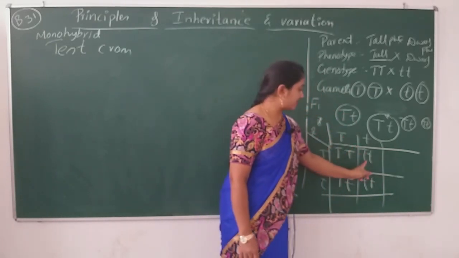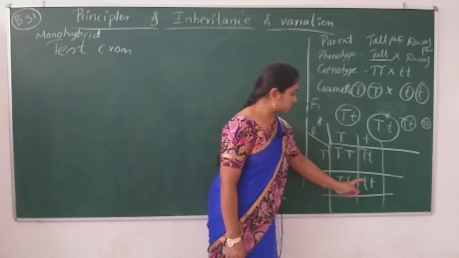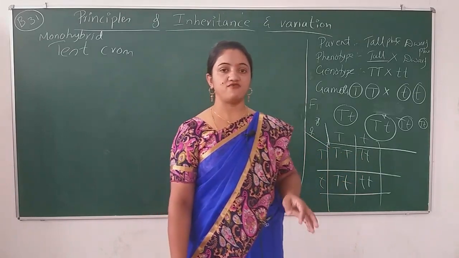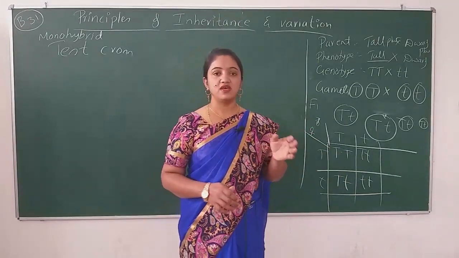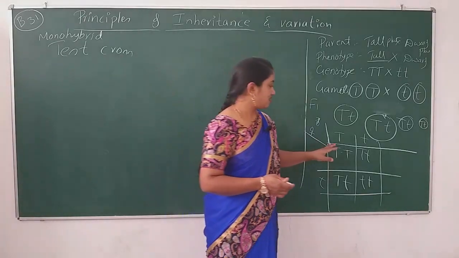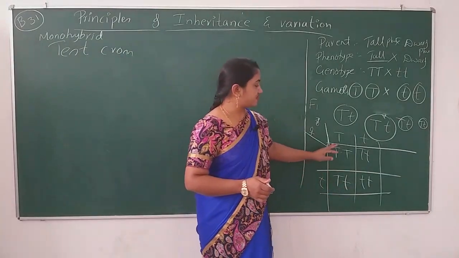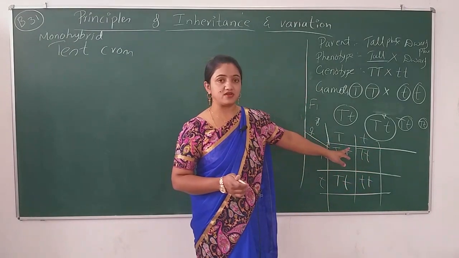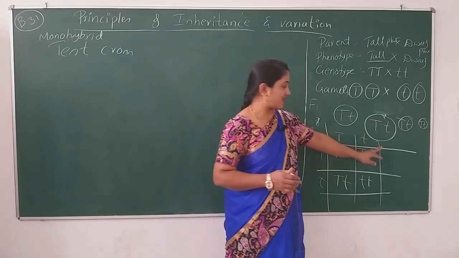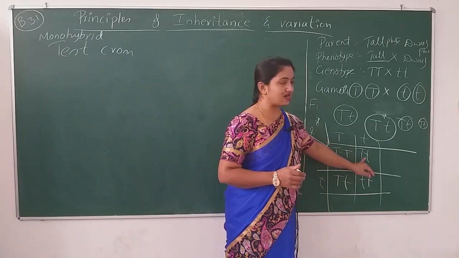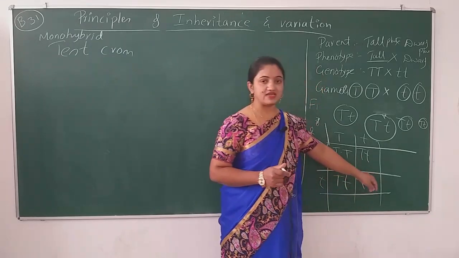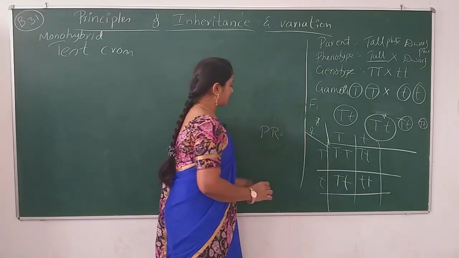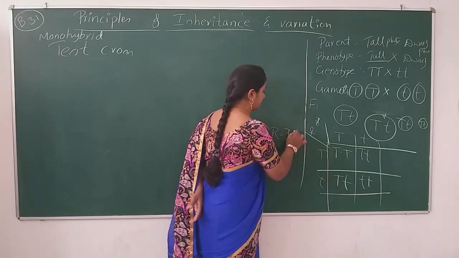Homozygous dominant, heterozygous dominant, homozygous recessive nature. By this we got the phenotypic ratio. The phenotypic ratio is 3:1. Phenotypic ratio means the physical appearance of the plant. Out of 4, the phenotype of the plant is 3 tall and only 1 dwarf. So how we used to write PR or phenotypic ratio is 3:1.